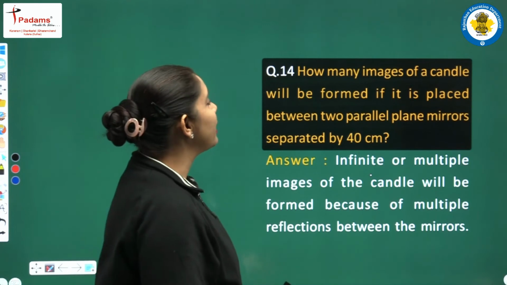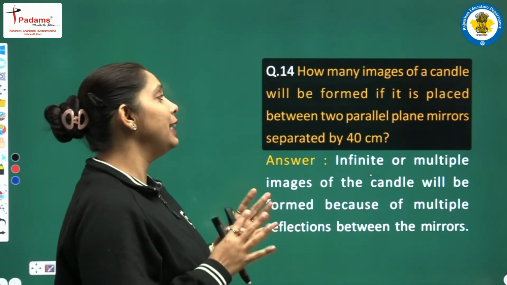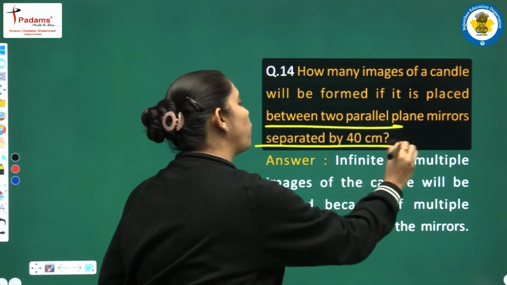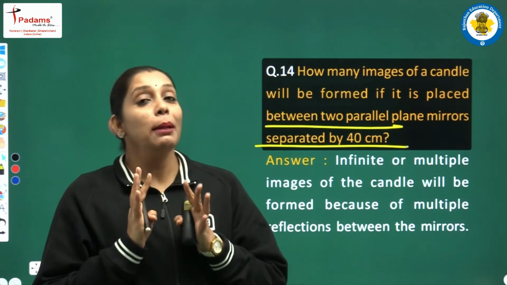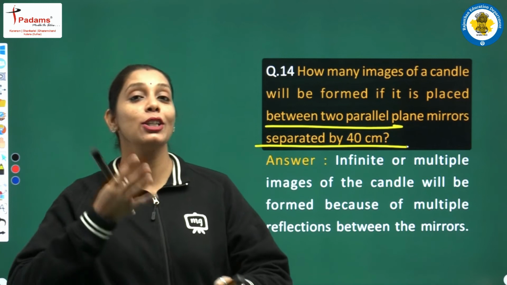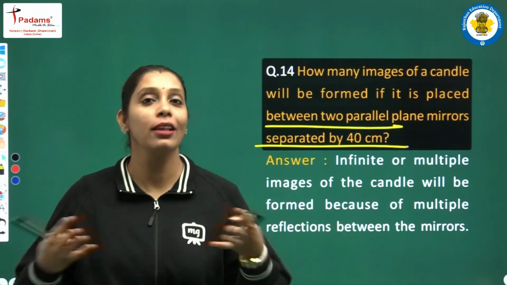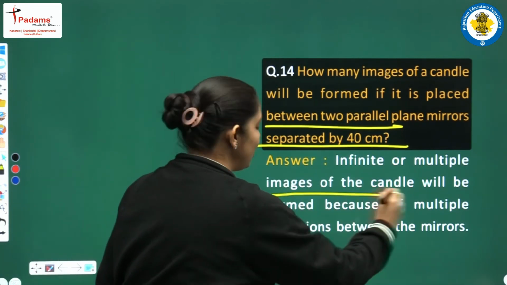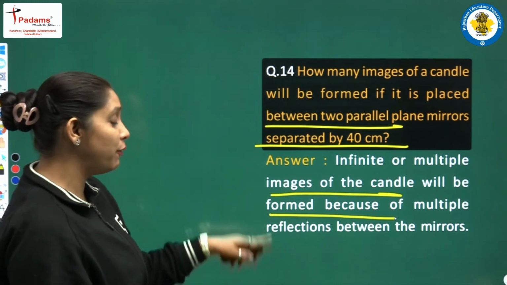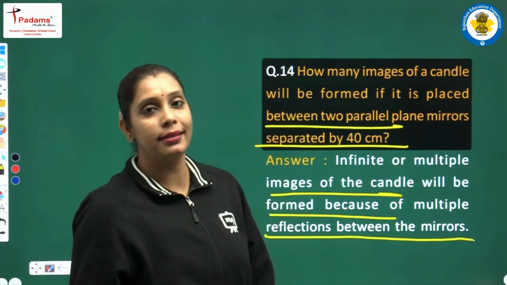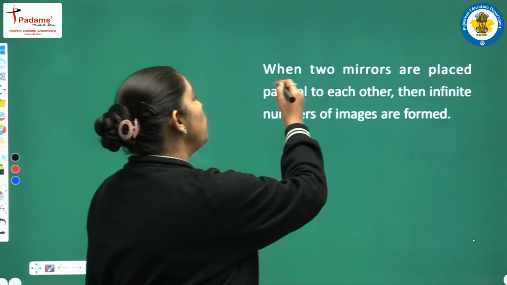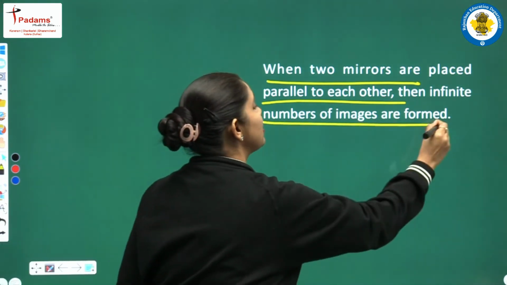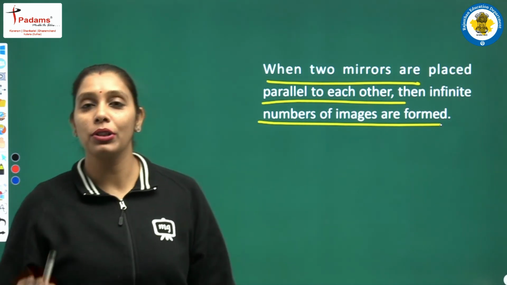How many images of a candle will be formed if it is placed between two plain parallel mirrors separated by 40 centimeter? ये हमने जब एक्टिविटी की थी तब हमने ये सॉर्ट आउट किया था कितनी बनेंगी इमेजेस, इन्फिनाइट. क्लियर? Infinity or multiple images of the candle will be formed because of the multiple reflection between the mirrors. Clear everyone? When two mirrors are placed parallel to each other, then infinite numbers of images are formed. This is the important clause.